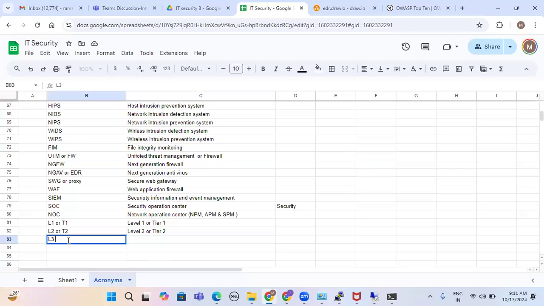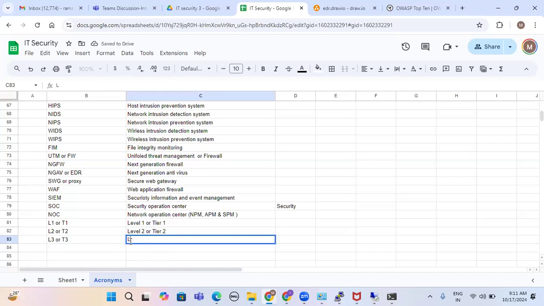Finally, level 3 or tier 3, L3 or T3. These are people with 6 plus or 7 plus years of experience. They take care of threat hunting, SOAR capability, UBA capability, and also fine tuning. There are many other activities handled by level 3 or tier 3, and the approximate experience is 7 plus. It is not mandatory to have 7 plus years; it depends on skill as well.